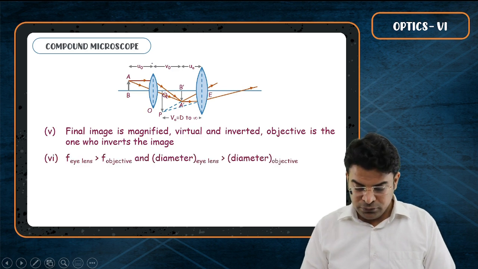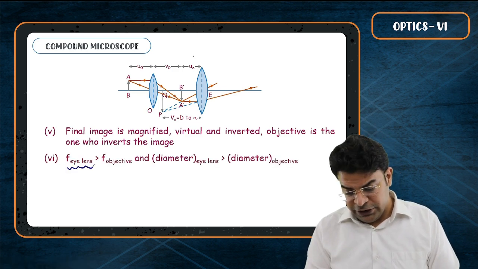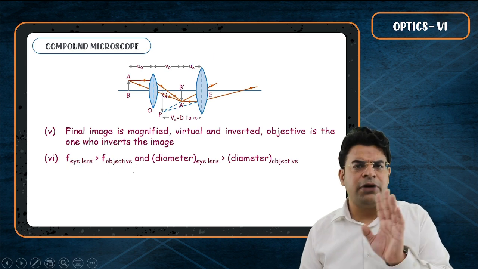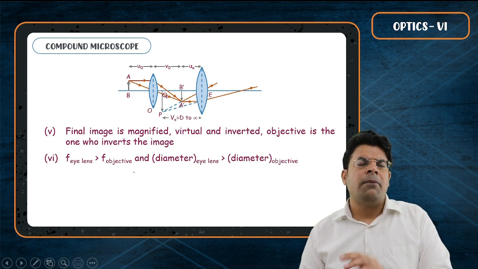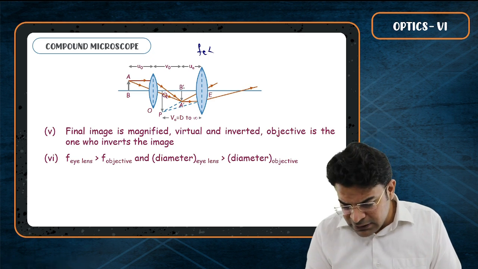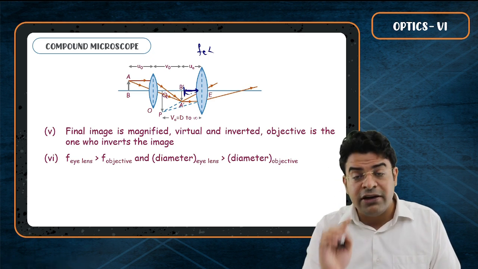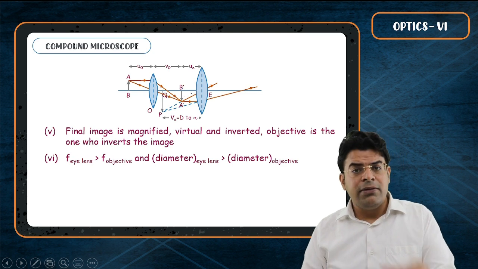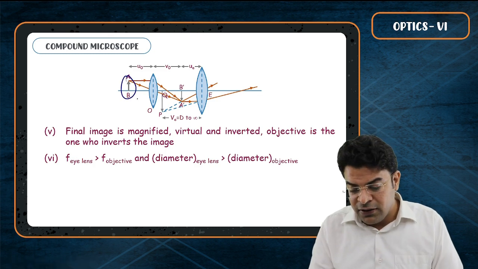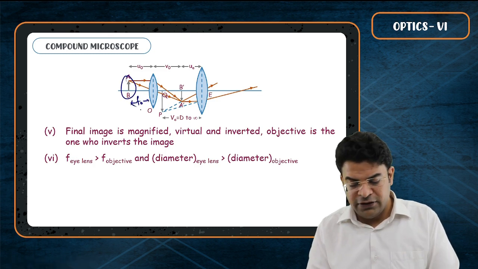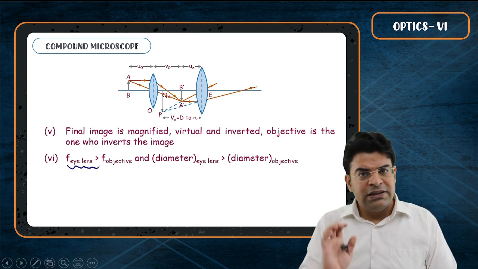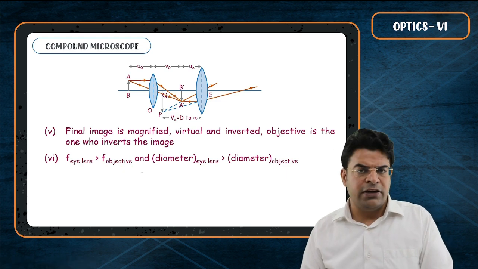Next point: the focal length of the eyepiece is kept greater than the focal length of the objective, and there are some practical purposes behind it. If you keep the focal length of the eyepiece less, then there will be less range of distance where the objective can form the image. And we keep the focal length of the objective small so that we do not have to keep the object at a greater distance from the objective. So just remember, for practical purposes, the focal length of the eyepiece is greater than the focal length of the objective.